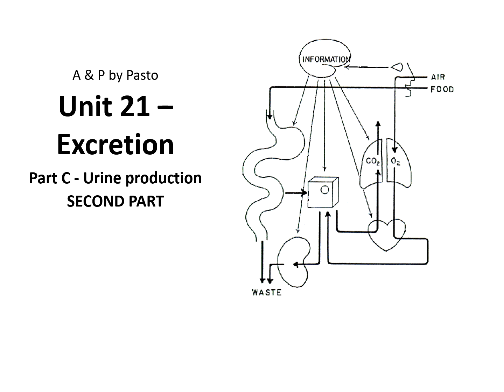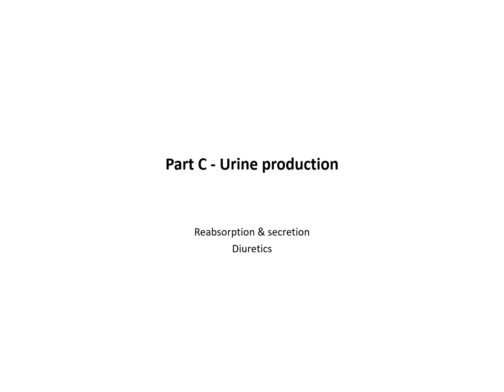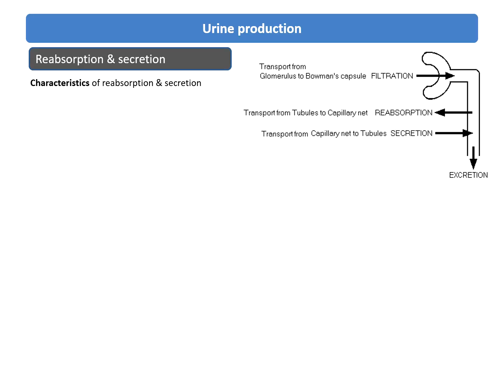Now we'll continue with the second part of Part C, urine production. Here we'll look at reabsorption and secretion and briefly at diuretics. We have finished with filtration. Now let's take a look at reabsorption and secretion. We lump these together because the mechanisms of both are the same.